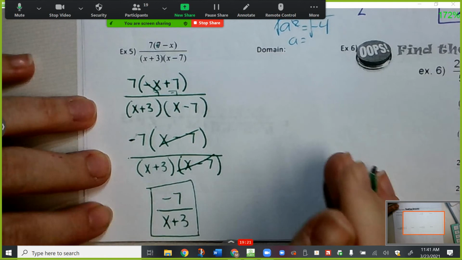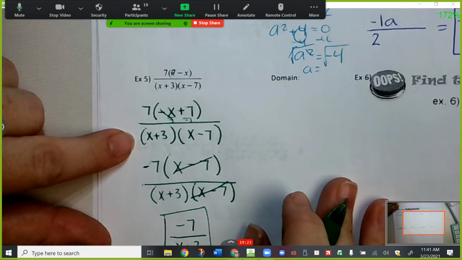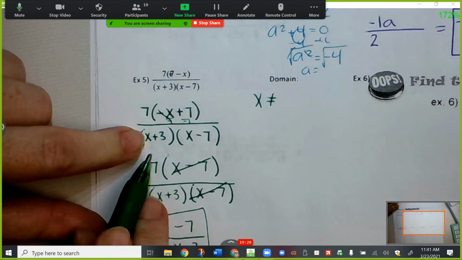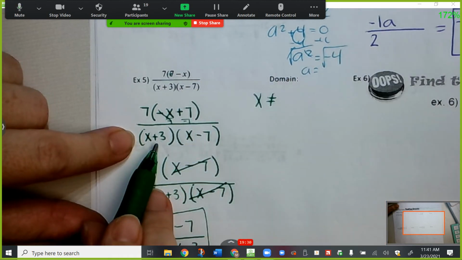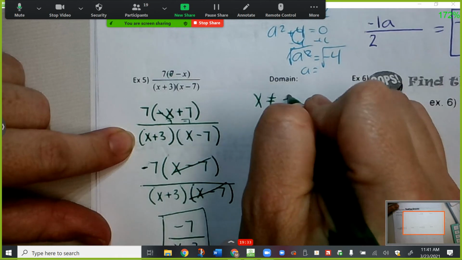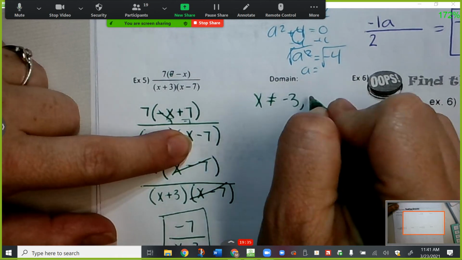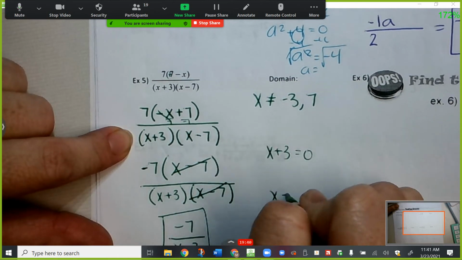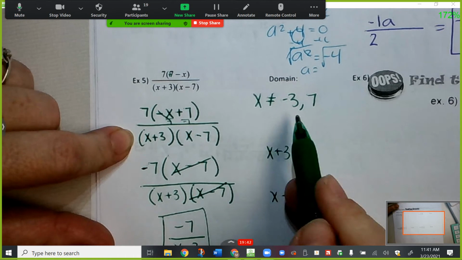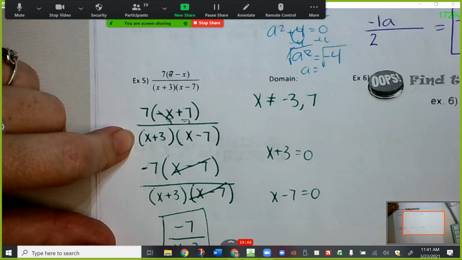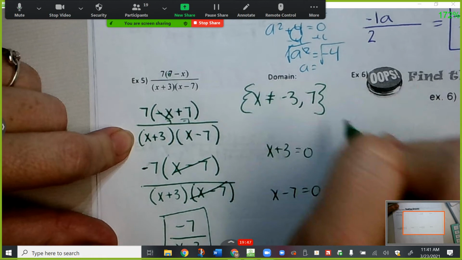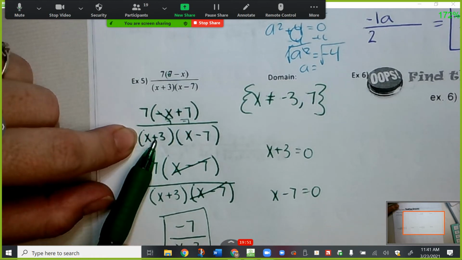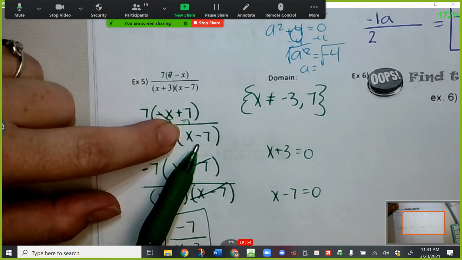But I still need to find my domain, and remember, it's easier to find before you cancel anything. So x cannot equal, well, what cancels a positive 3? And what cancels a negative 7? So remember, if you need to, you can set those equal to 0 and solve, and it'll give you negative 3 and positive 7. Well, if you put 0 there, doesn't that just equal 3? And if you put 0 here, doesn't that just equal negative 7?